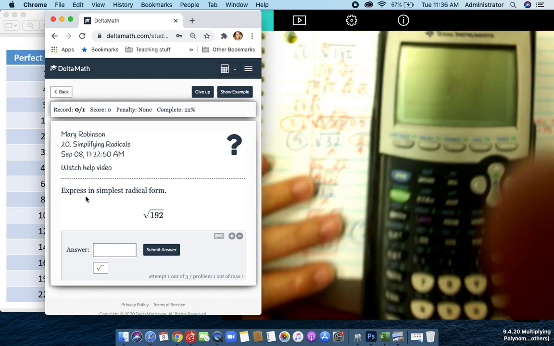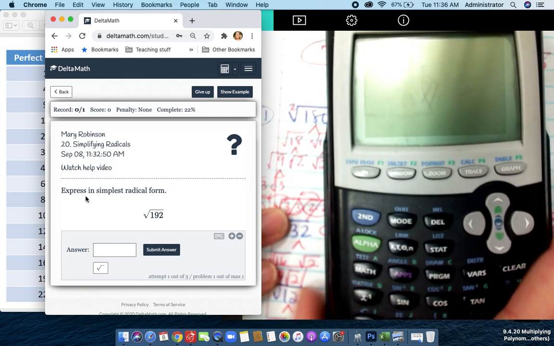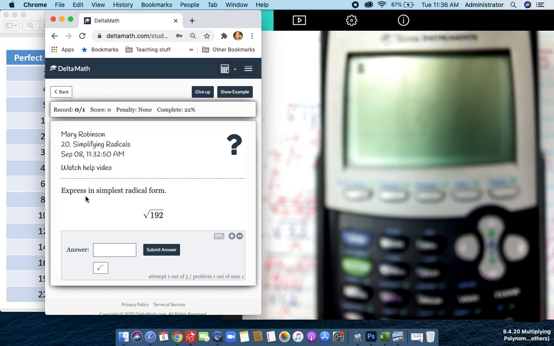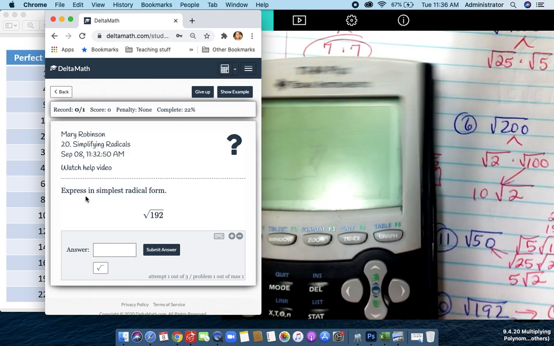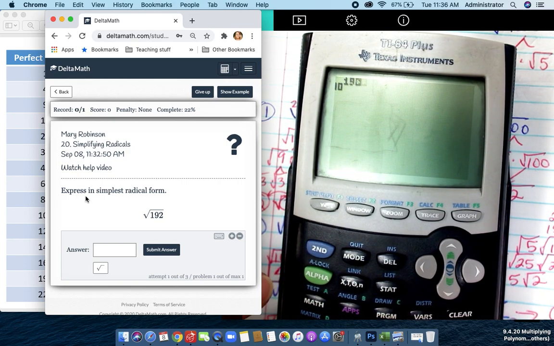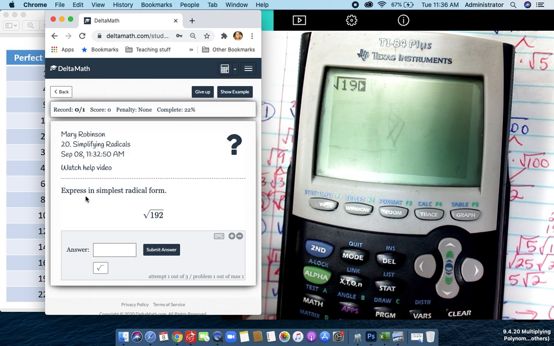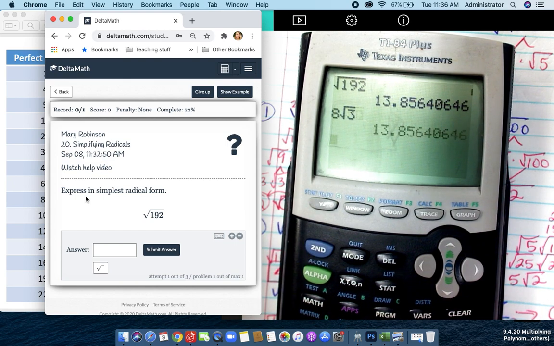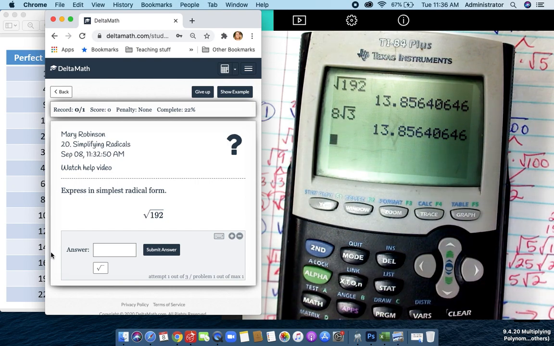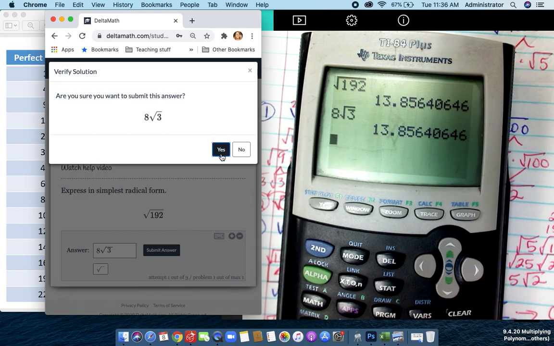So, I'm sorry, I'm going to focus this again. In other words, if I type in the square root of 192 and then type in 8 root 3, it's going to be equivalent, okay? So I'm just going to come over here in Delta Math and type in 8 root 3. And it's really that simple, guys.